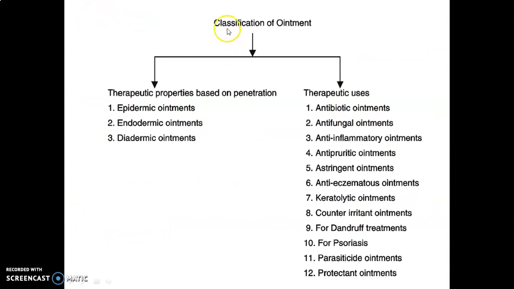So we will discuss the classification of ointments in detail. There are two classes: the first is therapeutic properties based on penetration, and the second is based on therapeutic uses. Therapeutic properties based on penetration are classified into three types: epidermic ointments, endodermic ointments, and diadermic ointments. According to the layer of skin, all these three types of ointments are classified.